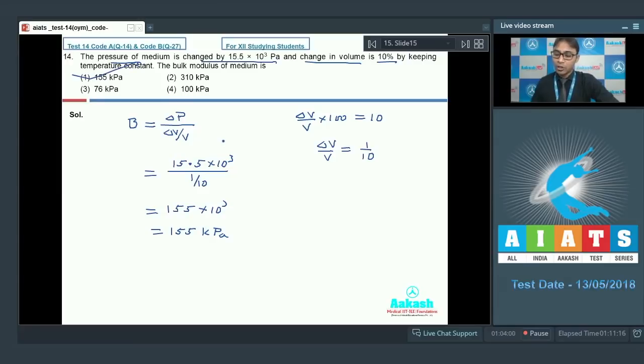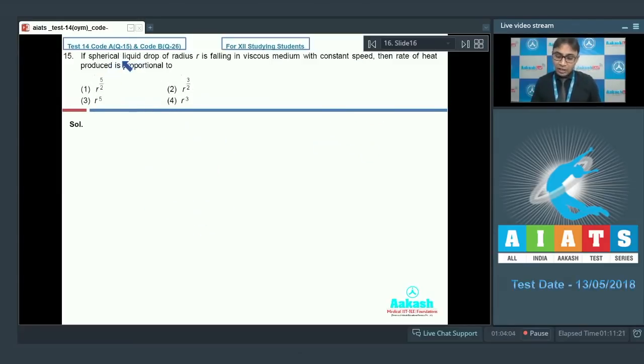Now let's move to question number 15. In question number 15 it says that a spherical liquid drop of radius r is falling in viscous medium with constant speed. Then rate of heat produced is proportional to. We know that the rate of heat produced will be equal to the viscous force into velocity. That means power consumed by the viscous force that will be consumed in terms of heat.